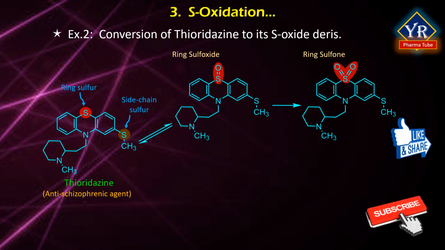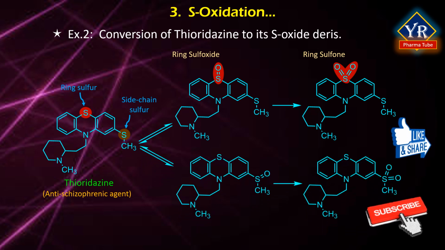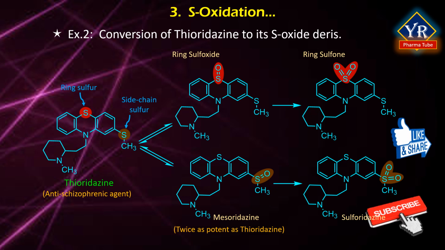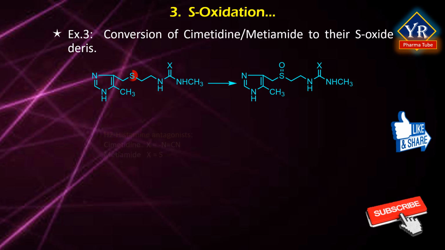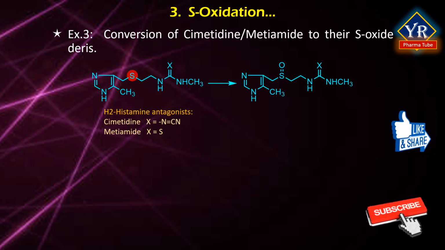Oxidation of the 2-methylthio group yields the active sulfoxide metabolite, that is mesoridazine, and this sulfoxide metabolite undergoes further oxidation to its corresponding sulfone derivative called sulforidazine. Interestingly, in humans, mesoridazine is twice as potent as an antipsychotic agent as thioridazine. S-oxidation is one of the important metabolic reactions of the H2 histamine antagonists cimetidine and metiamide. The corresponding sulfoxide derivatives are the major human urinary metabolites.